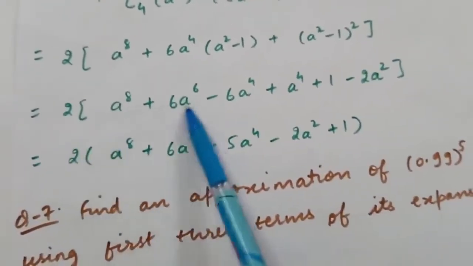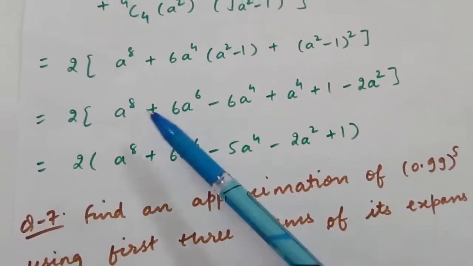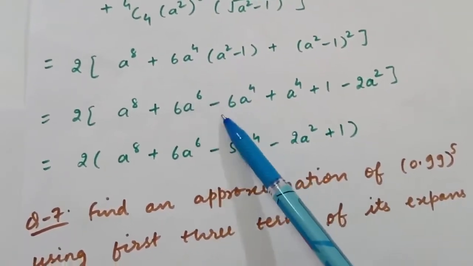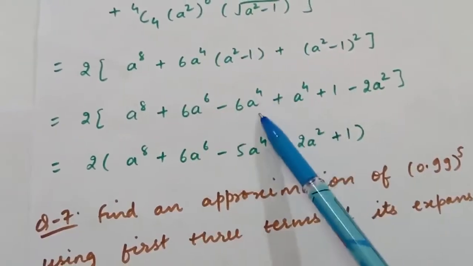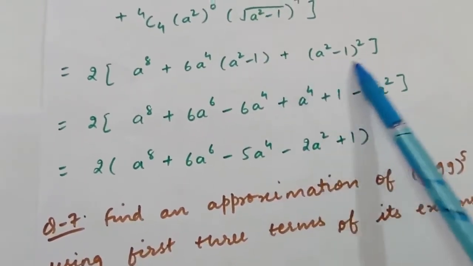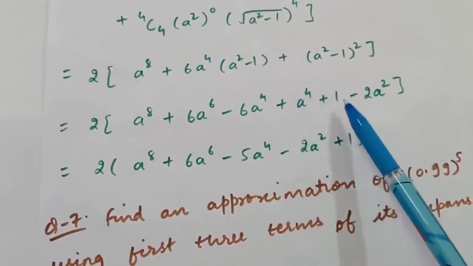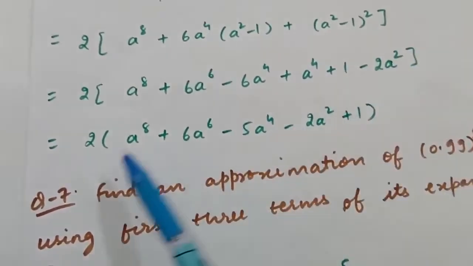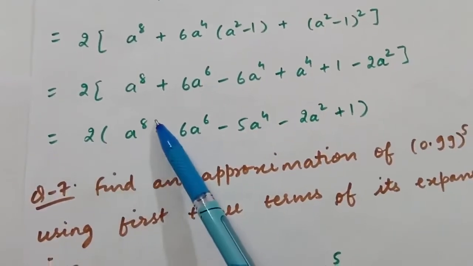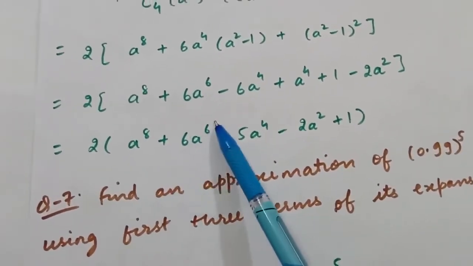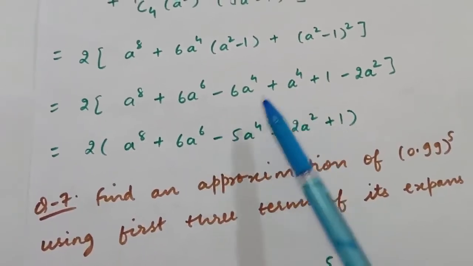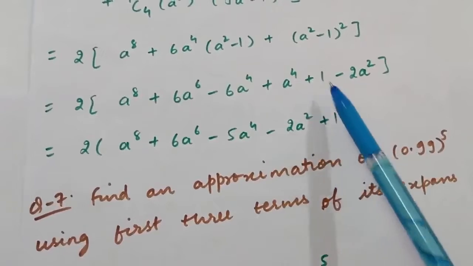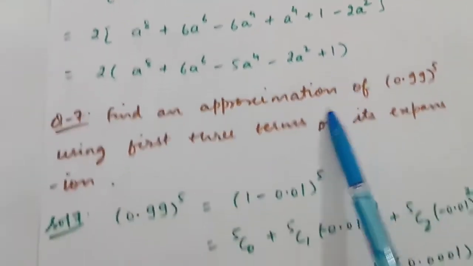Now solve this: twice of a raised to the power 8 plus 6 a raised to the power 6 minus 6 a raised to the power 4 plus opening this square, a raised to the power 4 plus 1 minus 2a square. So when you will solve it, you'll get the answer as twice of a raised to the power 8 plus 6 a raised to the power 6 minus 5 a raised to the power 4 minus 2a square plus 1. Question number 7.